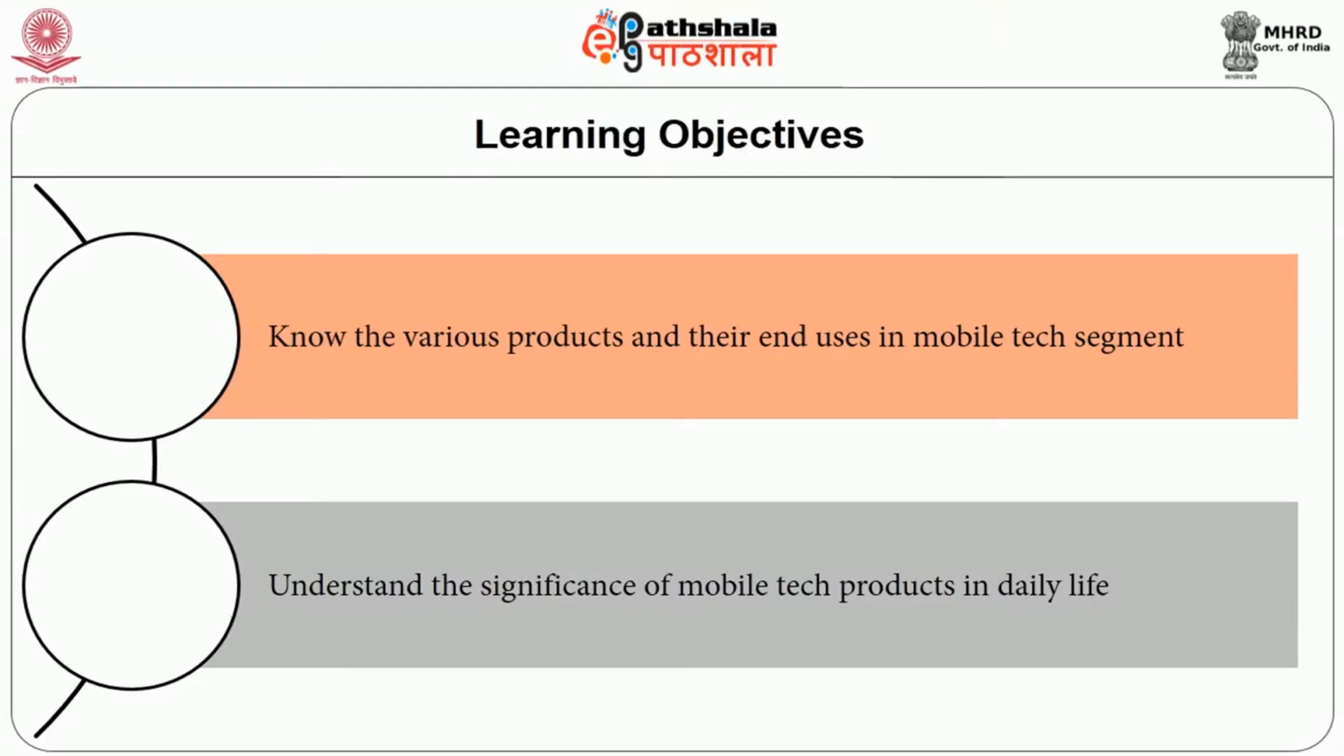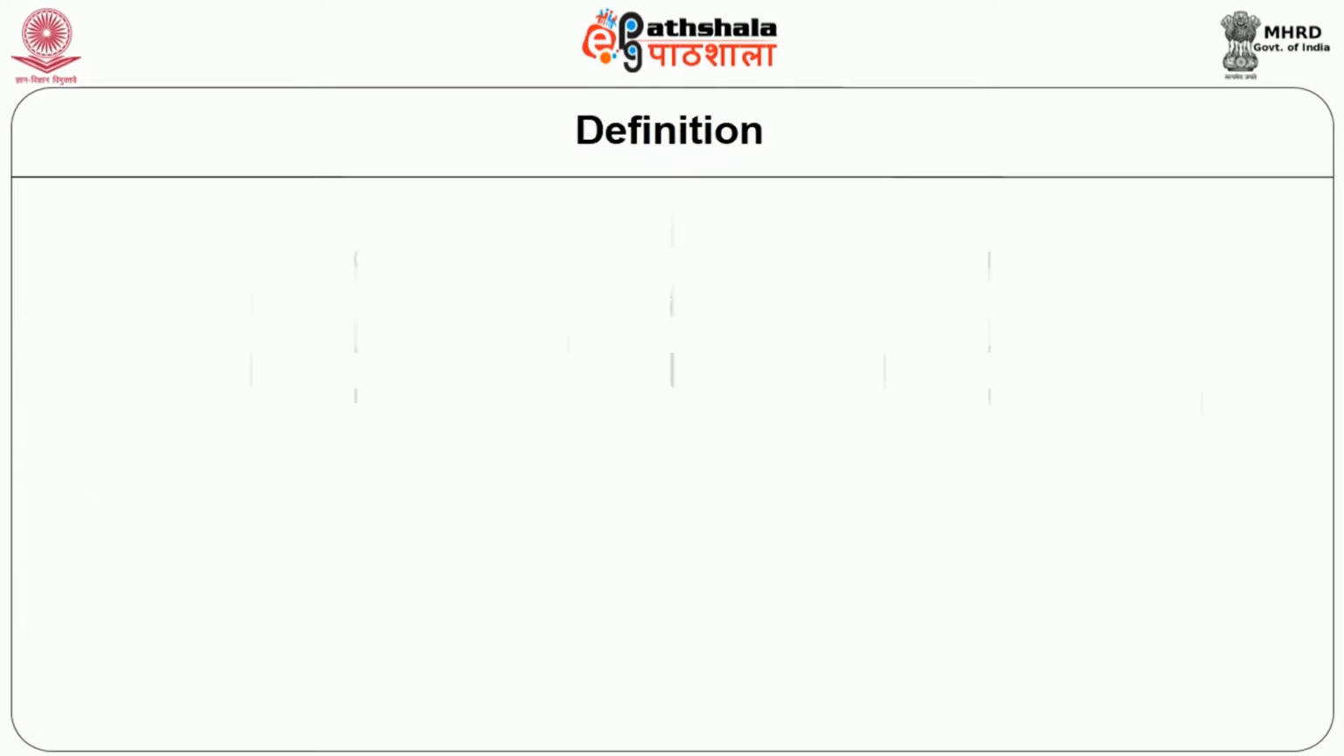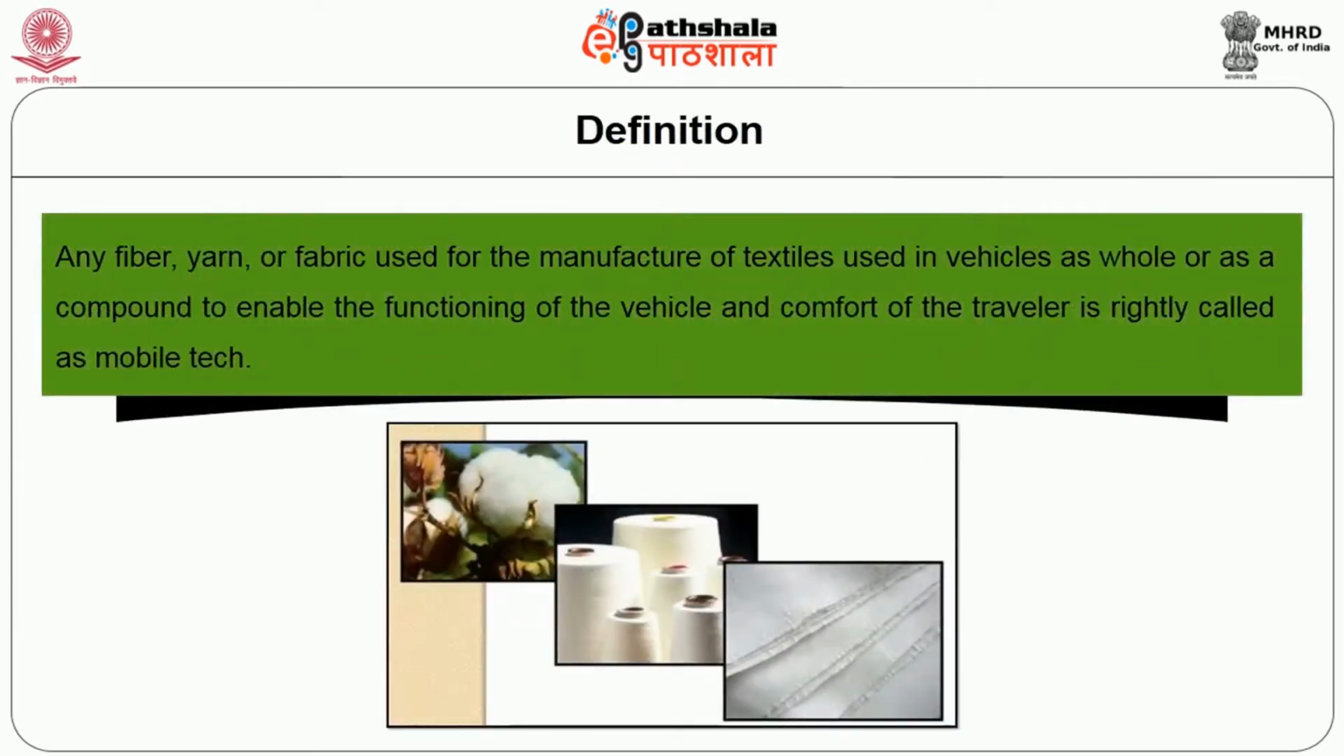The main objectives are to know the various products and the end uses in the mobile tech segment, and to understand the significance of mobile tech segment products in day-to-day life. Now we shall see the definition of mobile tech. Any fiber, yarn or fabric used for the manufacturing of textiles in vehicles, as a whole or as a component, to enable the functioning of vehicles and comfort of the travel is rightly called mobile tech.